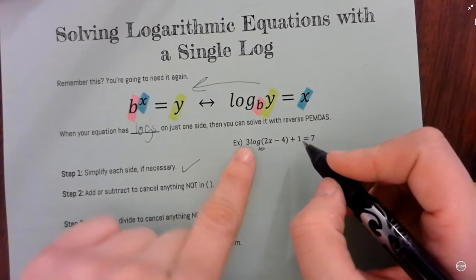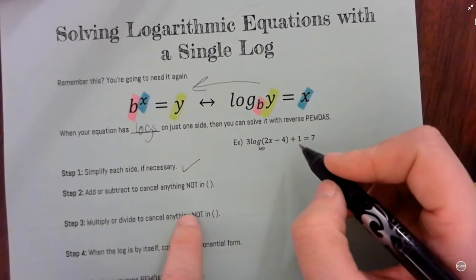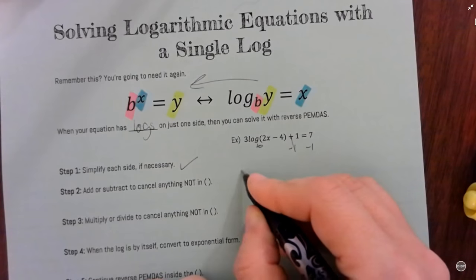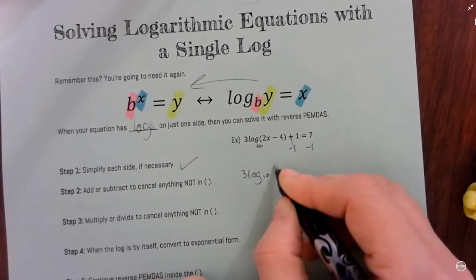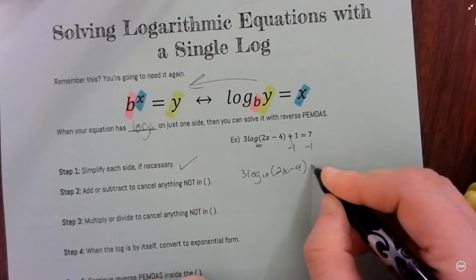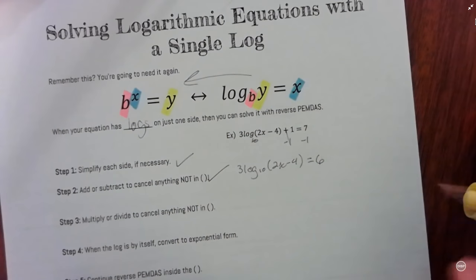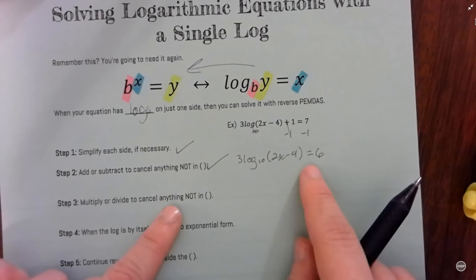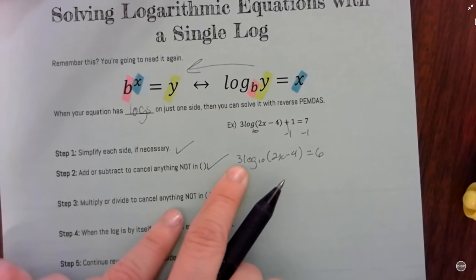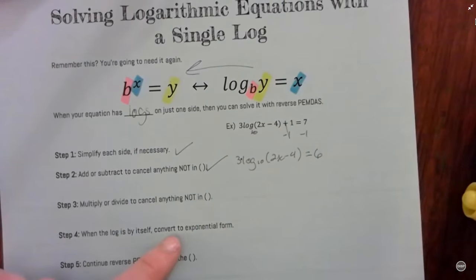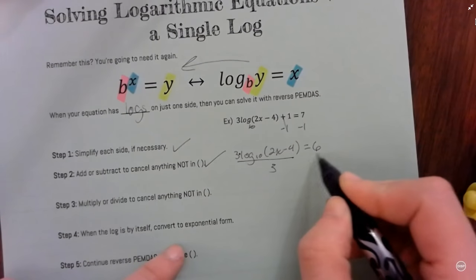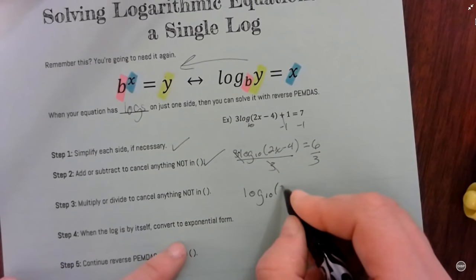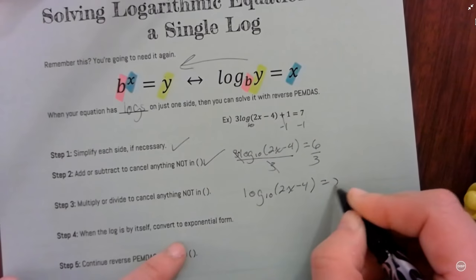Leave the 3 alone for now, because since it's being multiplied, that's part of the next step. Instead, I want to get rid of the 1. So let's subtract 1. Awesome. And then multiply or divide to cancel anything not in parentheses. So I'm done adding and subtracting. The only thing left outside parentheses is this 3, and that's multiplication because it's 3 times the log. So to get rid of that, I have to divide by 3. That leaves me with log base 10 of 2x minus 4 equals 2.